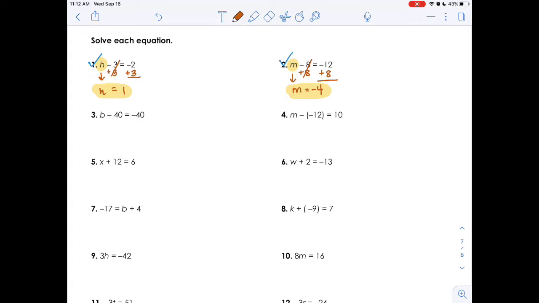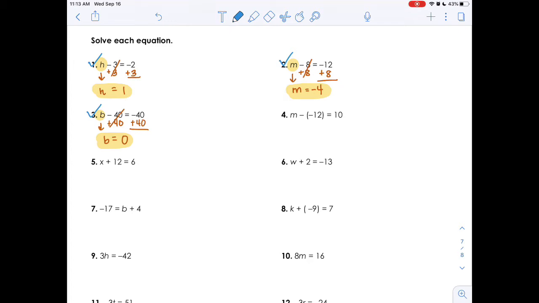Number 3 says b minus 40 equals negative 40. My variable is b, and I'm subtracting 40. The inverse operation of subtraction is addition, so I'm going to add 40 to both sides. Negative 40 plus 40 gives me 0, leaving me with just b. b is equal to negative 40 plus 40, which cancels, but then you would get nothing. You want to think through what this actually means. Negative 40 plus 40 is 0, so b equals 0. If we were to plug that in and do a mental check, 0 minus 40 equals negative 40. That is correct.